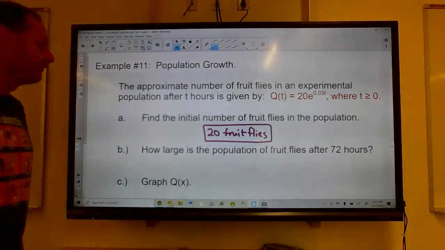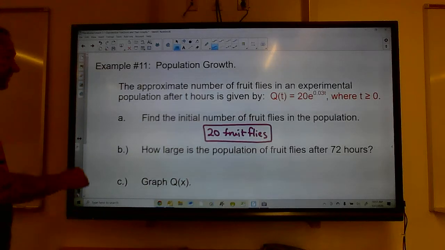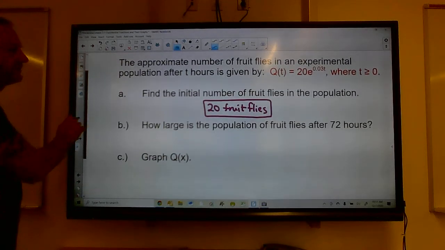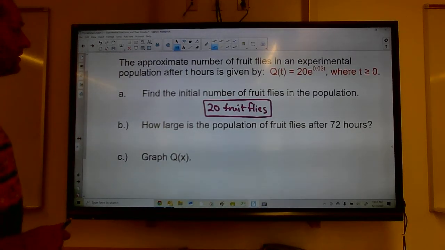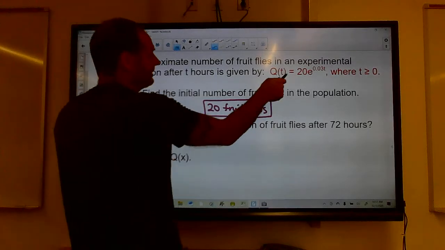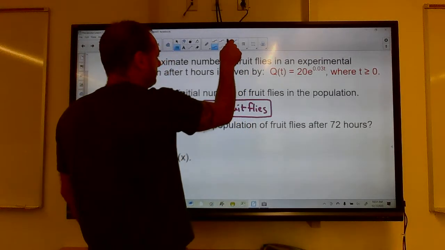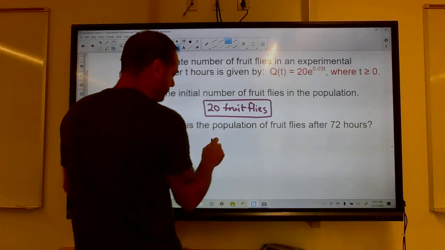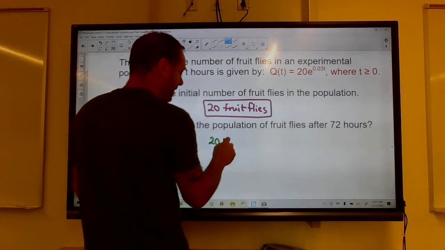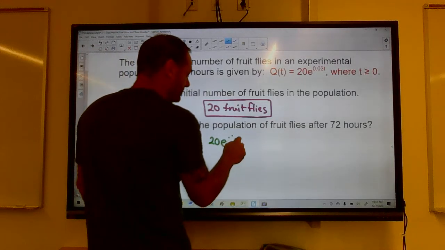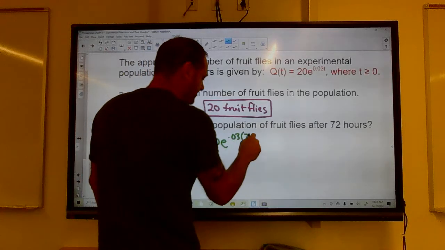So I'm given 20 fruit flies to do my experiment. Now, how large is the population after 72 hours? Okay, so I just plugged 72 in for t. So 20 times e to the 0.03 times 72 power.